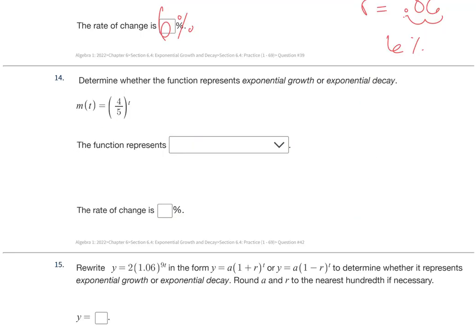Same thing. This one is decay. How do I know it's decay? Well, because that's between 0 and 1. 4/5 is equal to 0.8. And so what is our rate of change? It's going to be 20%.